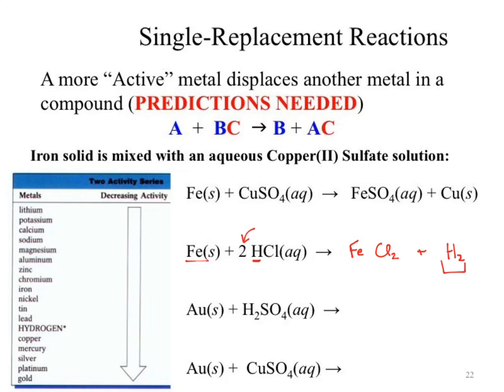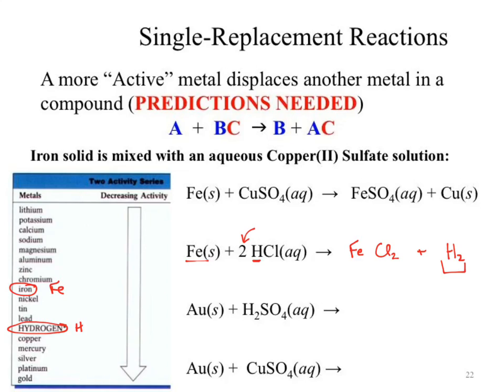So in the case of our iron with acid, we'd go to our table and say, we have iron here, and we have our hydrogen here. Which one is more active, iron or hydrogen? Iron. What does that mean?